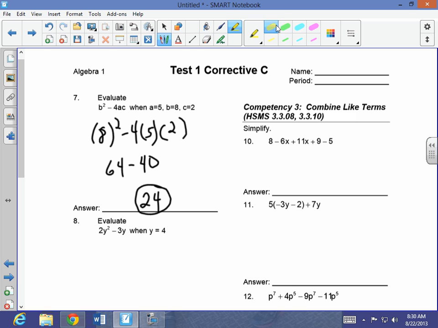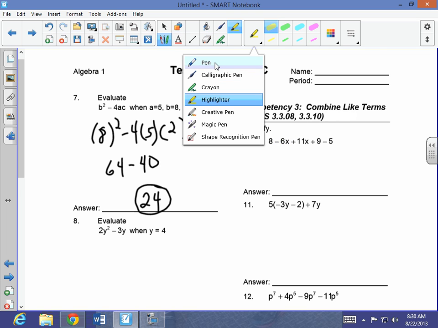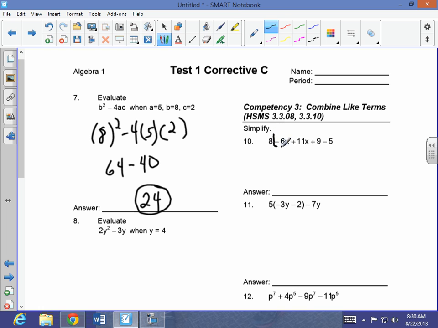All right, now let's talk about combining like terms. Negative 6x, and I wanted to use a highlighter, but I'm going to actually use a pen. Negative 6x and positive 11x are like terms. This becomes 5x. Okay?